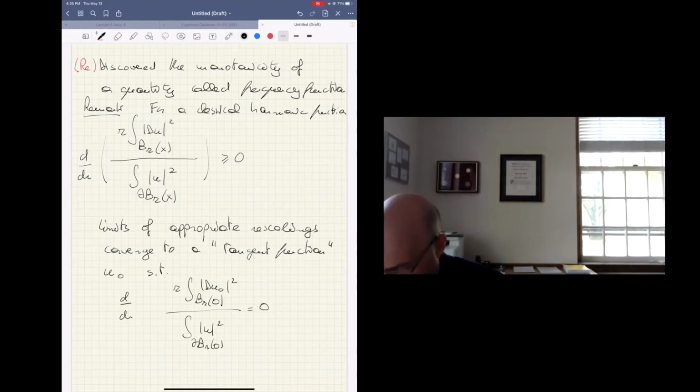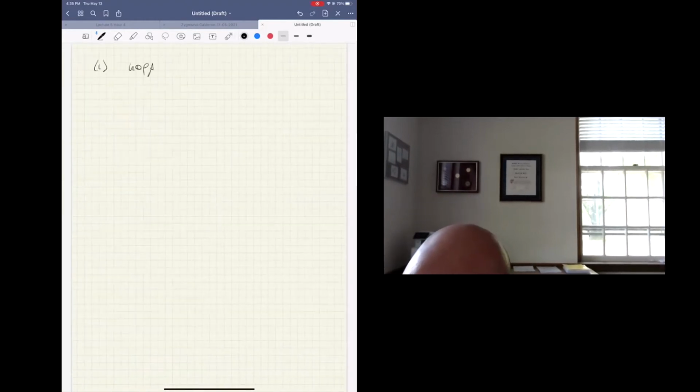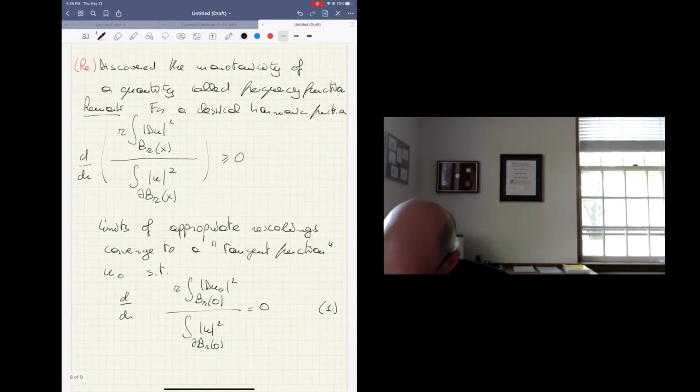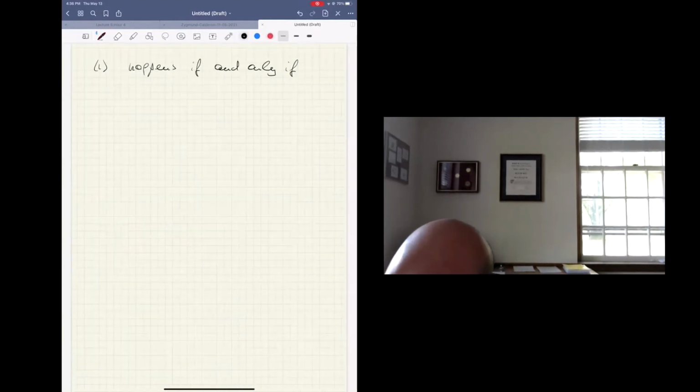Well, why is this wonderful? Because the monotonicity formula actually comes with a characterization of the functions for which this happens. So let me call it 1. So 1 happens if and only if this quantity over here, which I could call I0, is such that u0 is I0 homogeneous.